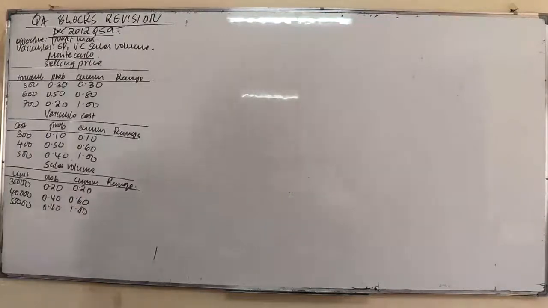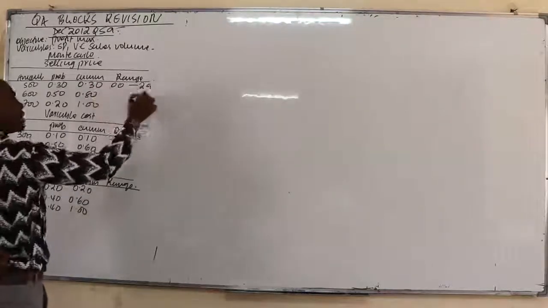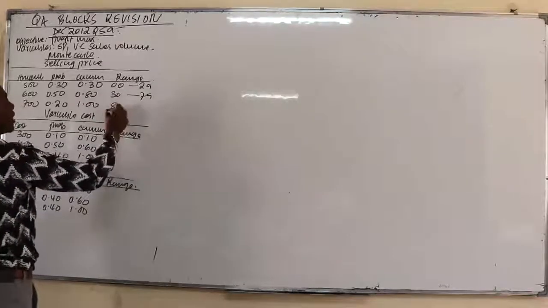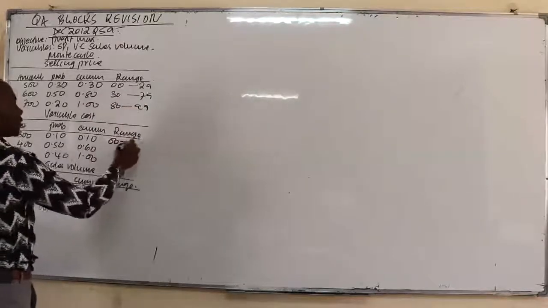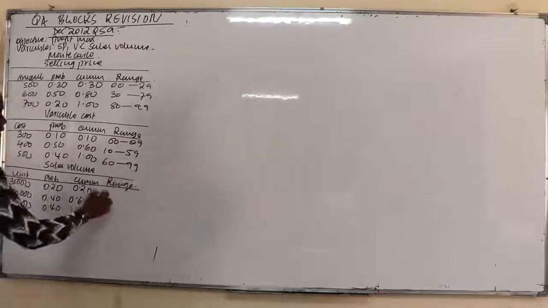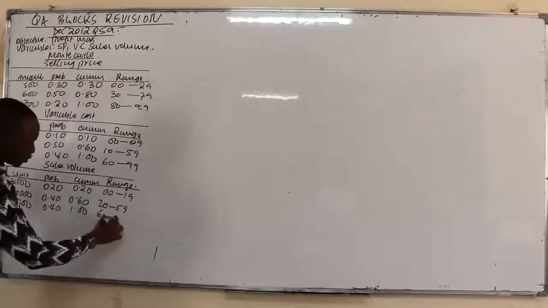So let's range. Here we have 00. Just take 30 minus 1, you get 29. Then 30, and 80 minus 1, you get 79. Then 80 to 99. For the variable cost: 00 to 09, 10 to 59, 60 to 99. For the sales volume: 00 to 19, 20 to 59, 60 to 99.